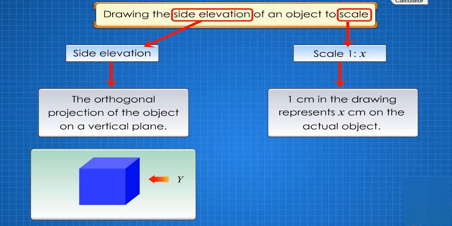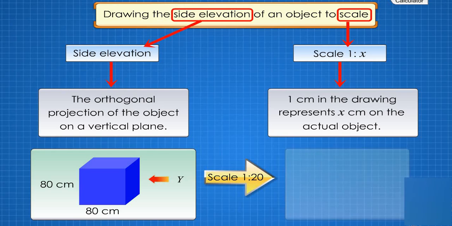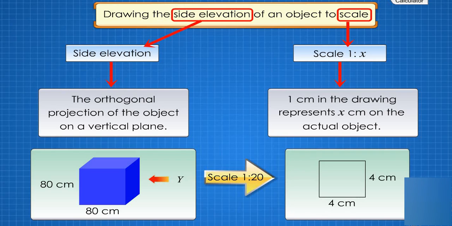For example, if a scale of 1 to 20 had been used to draw the side elevation of the cube as viewed from Y, then 1 centimeter in the drawing represents 20 centimeters on the actual object.